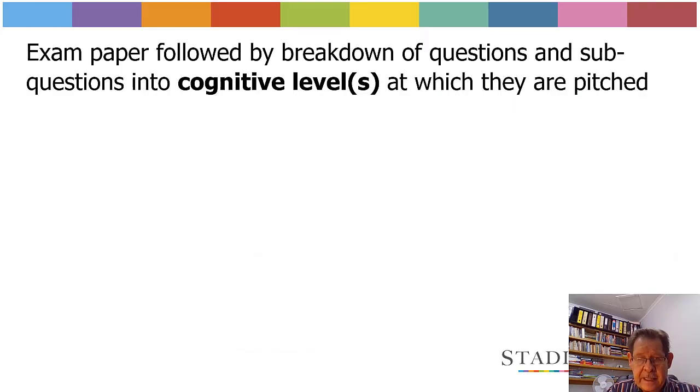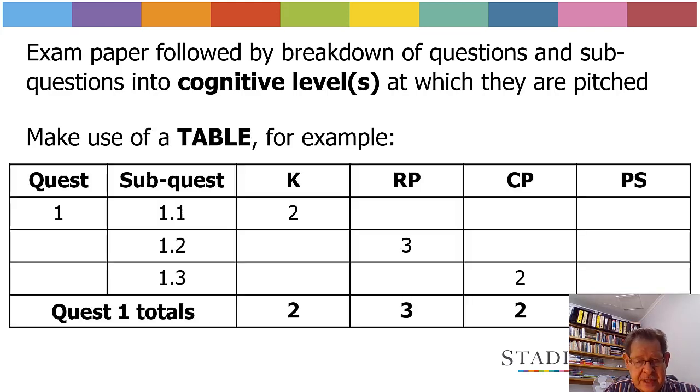The exam paper should be followed by a breakdown of all your questions and sub-questions where you represent the cognitive levels at which they are pitched. Here's an example of a table that you might use. The question numbers and sub-question numbers are on the left. Then the 4 levels: knowledge, routine procedures, complex procedures, and problem solving.